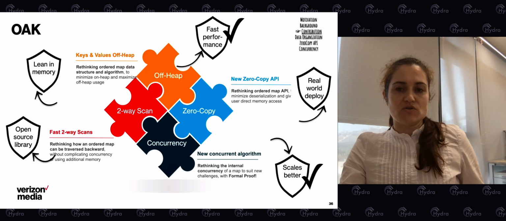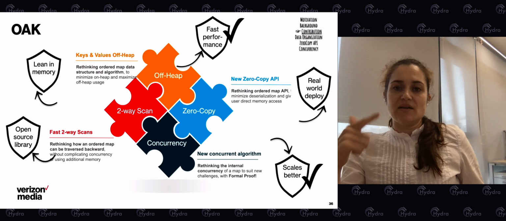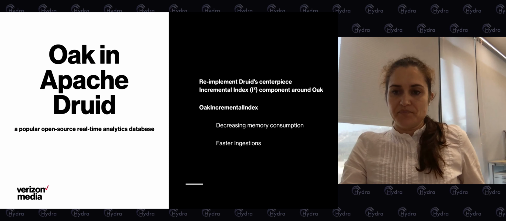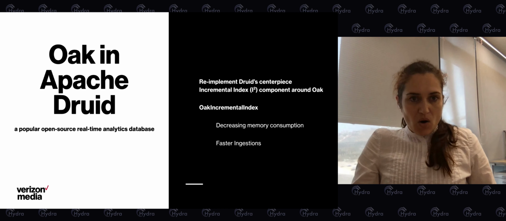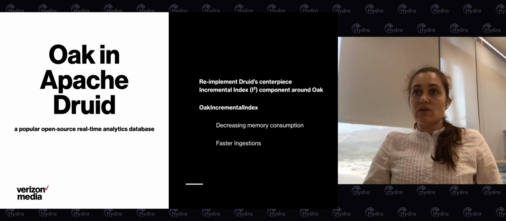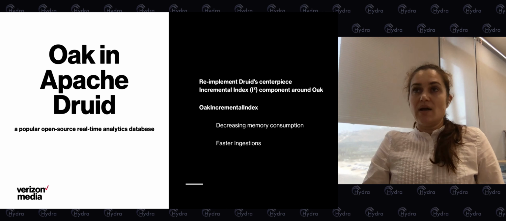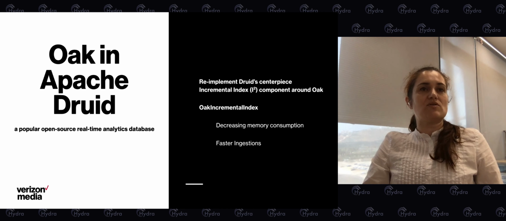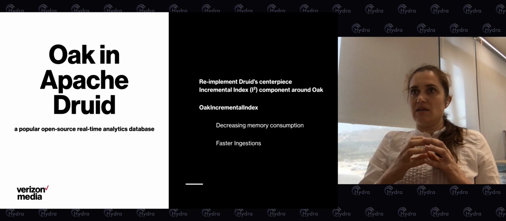Okay, so far you have seen that it scales better and has faster performance, and we are going to speak about real world deployment. Oak was introduced, it is not yet inside Druid, but we are currently in the process of integrating our Oak map inside Druid. Druid itself is a very popular open source real-time analytic database. It's a huge system used on multiple nodes, multiple machines. And we are aiming just to change its internal index.